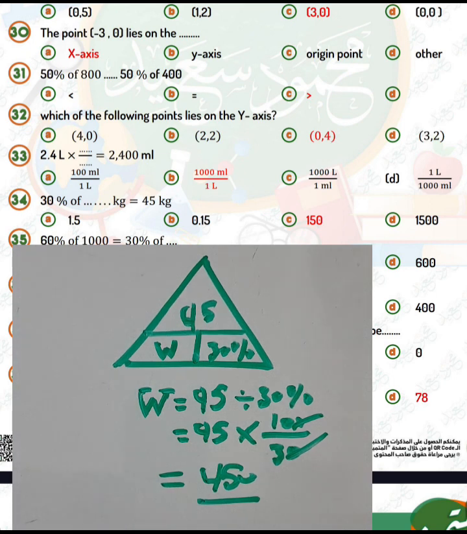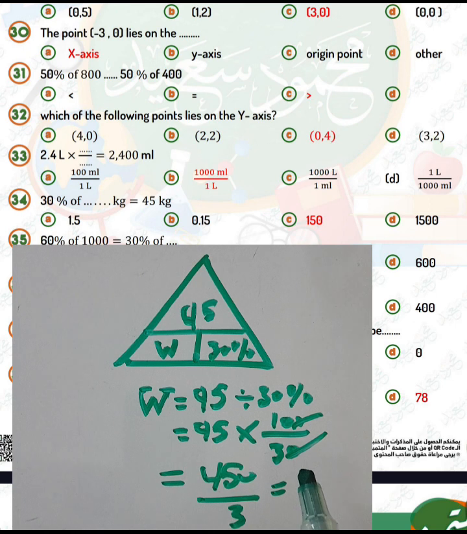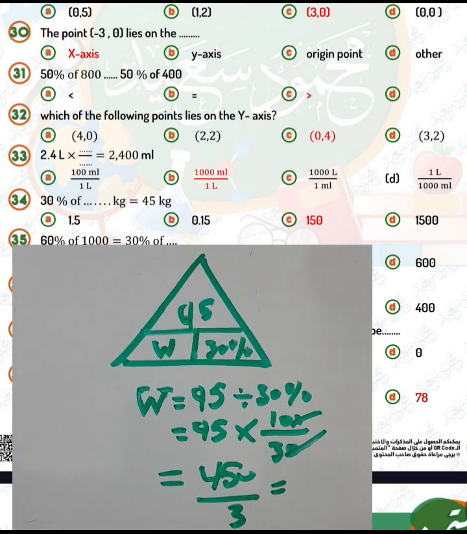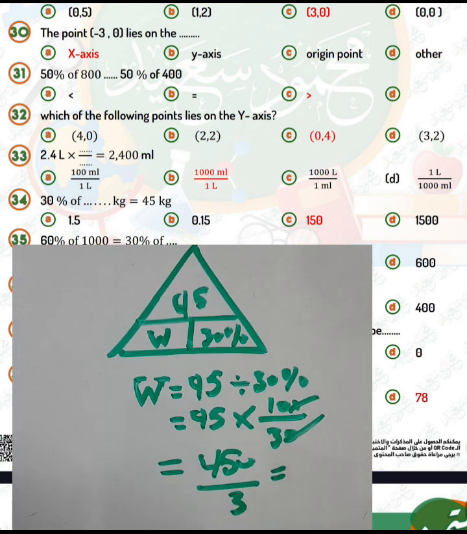Okay, the result will be 450. But we have divided by 3 here. The result will be what? Complete with me here. 45 times 10, 45 divided by 3 will be 15, and write 0. The result will be 150. Okay, the result here is 150.